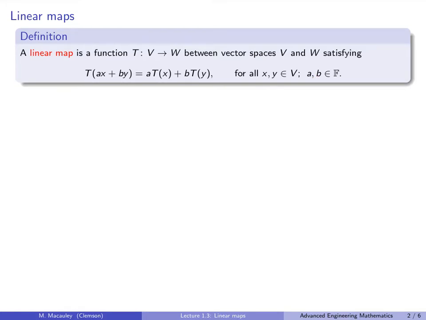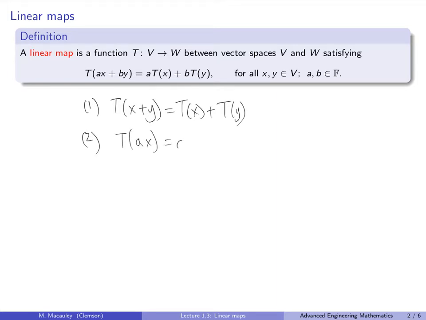Instead of this one single condition, you could break this into two conditions, and you could say that first of all, T of x plus y equals T of x plus T of y, and secondly, that T of ax equals a times T of x, and you should say this holds for all x and y in V and for all x in V and a in F.